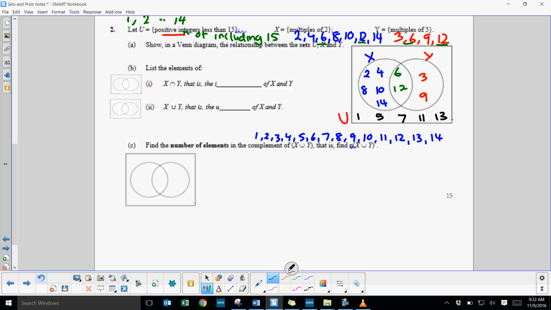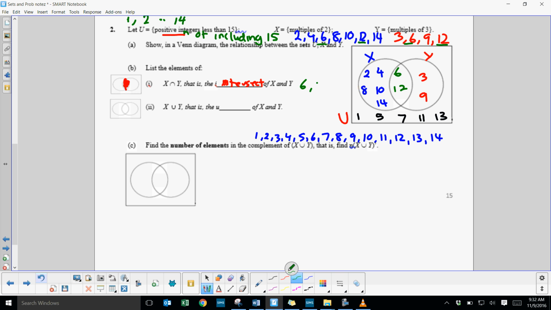Righto, so question B, list the elements of X intersect Y. I've put in a reminder, that is the intersect of X and Y. By that we mean, sorry, this is really badly calibrated, this section in the middle only. So list the elements of the intersect, and you can see from your Venn diagram, it's the ones I've put in green. So if you want, you can go 6, 12.